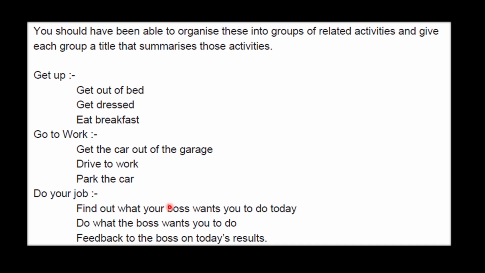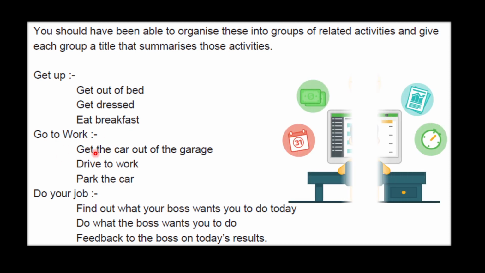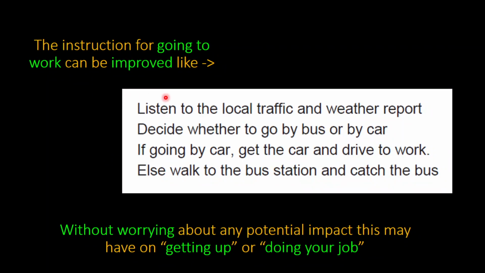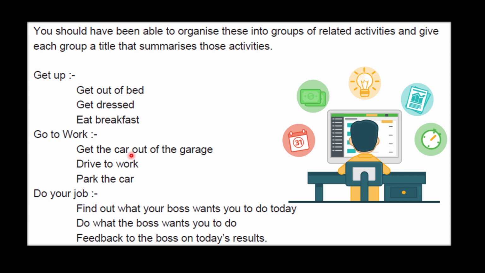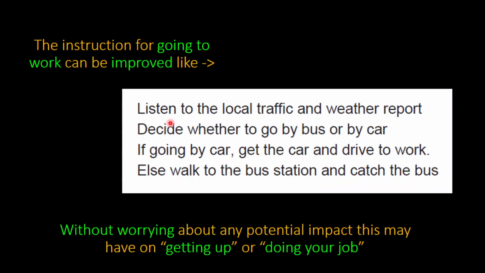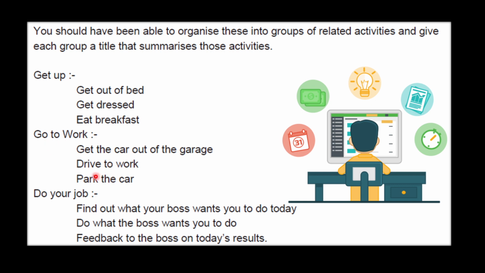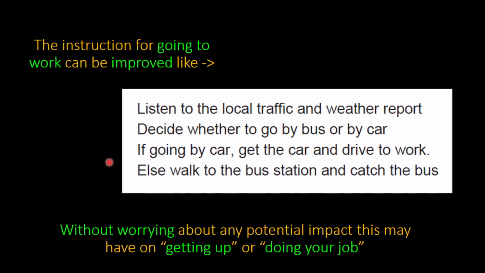One of the advantages of this arrangement is that you can even customize your work. For example, we have going to work as one of the activities here, and I've arranged it in order. This going to work can be improvised in such a way that while I'm driving, I can listen to the local traffic and the weather report in my car, and I can decide whether to go by bus or by car. If I'm going by car, I can just drive to work, or else walk to the bus station and catch the bus. So this activity of going to work can be improvised, but still it has to be arranged in some kind of order so that I can follow it one after the other, so that it leads me to a proper way of execution and doesn't worry about the previous order.